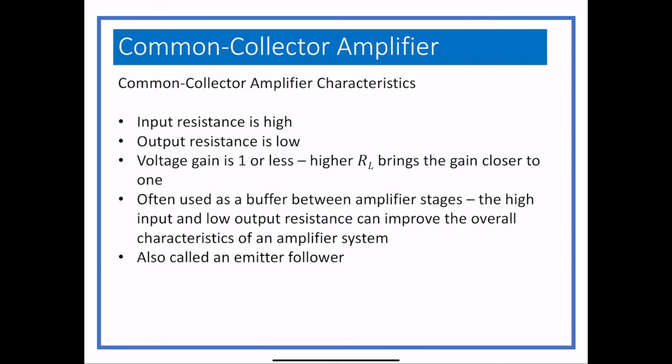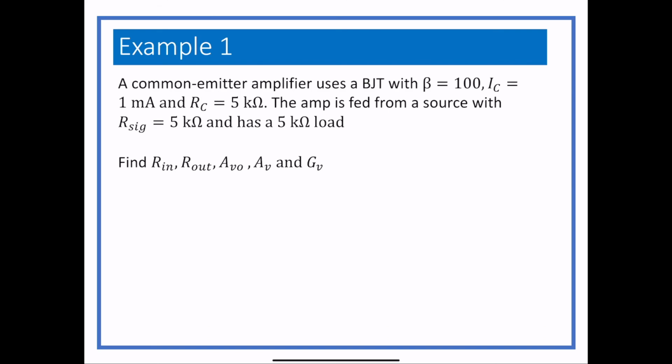So let's see what I have left. Yes. Okay. So I'm going to do a quick example, and it's not complicated. We have a common emitter amplifier. We have a BJT. We have the value of beta. We already have IC, so we don't need to do any DC analysis. And we have RC. Then we have a source with R signal equals 5K and a 5K load, and we want to find Rin, Rout, AVO, AV, and GV. Try saying that fast a bunch of times.